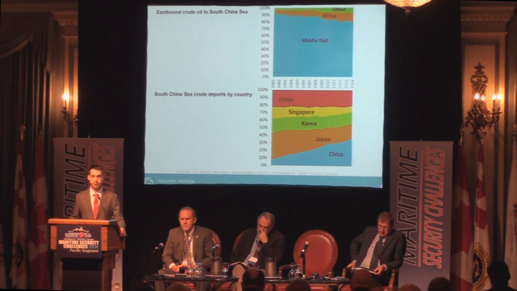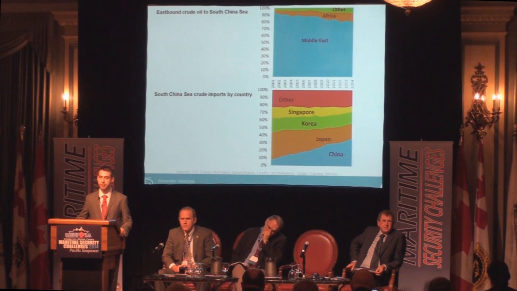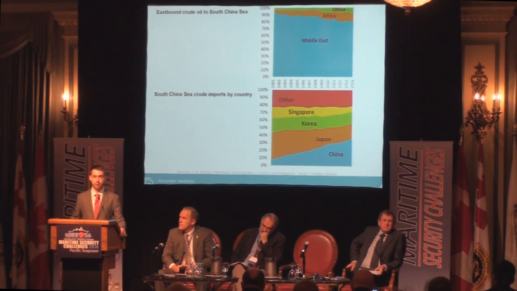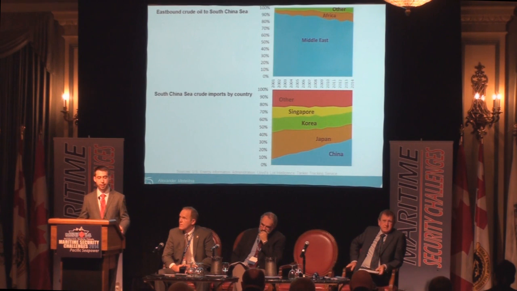And on the second graph, you can see where they're going. They're going to China. China is just exploding as a percentage of crude imports in the South China Sea. And that's not necessarily because Japan is reducing its oil intake. It's because the growth in oil demand in Japan has flatlined, and the growth in oil demand in China continues to increase.